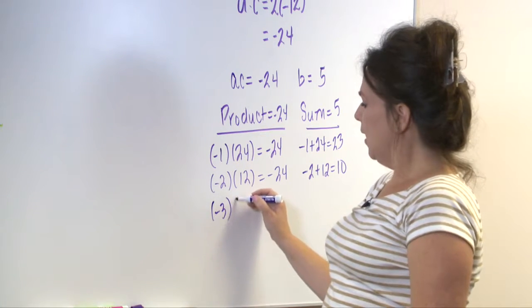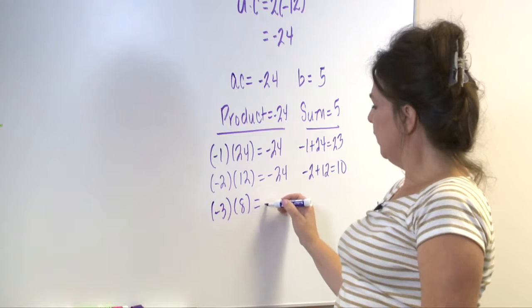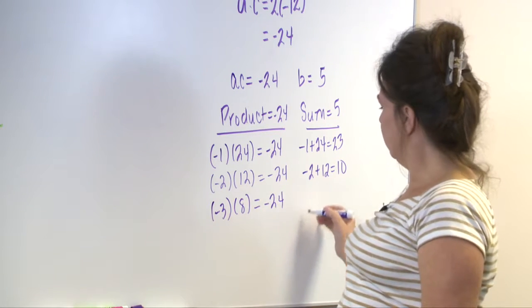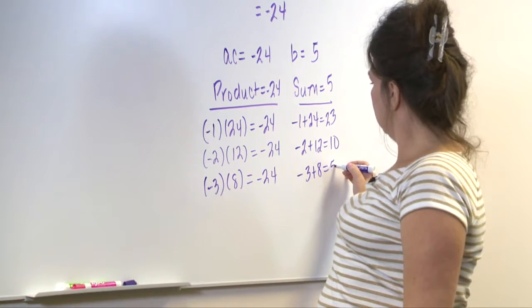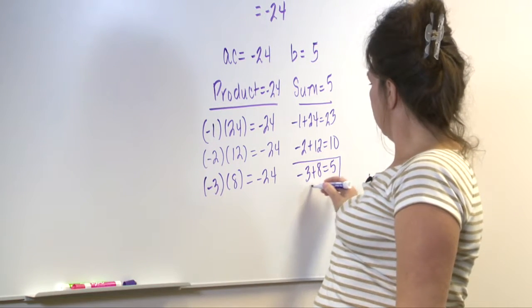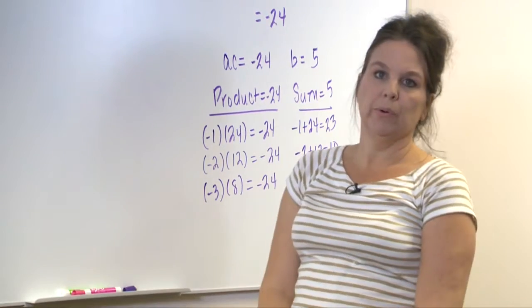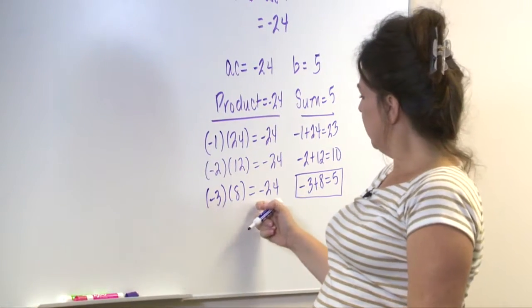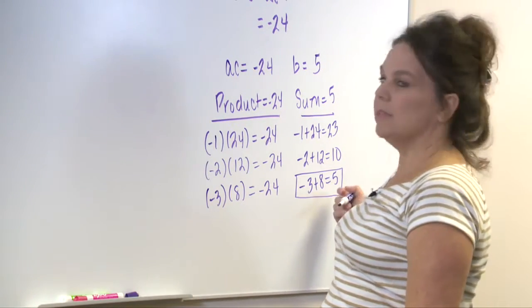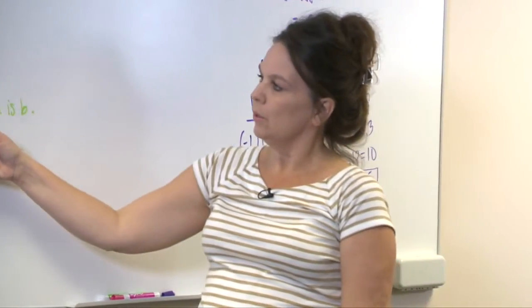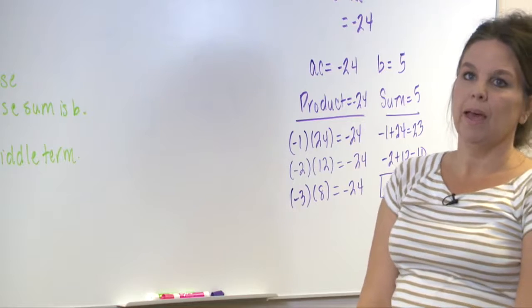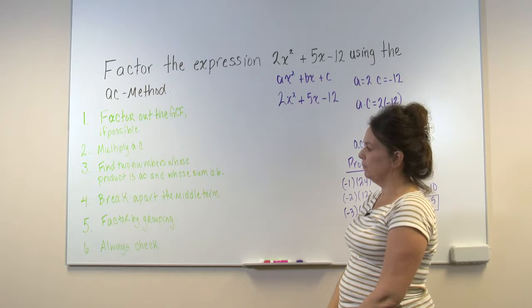3. Negative 3 times 8 is negative 24. Negative 3 plus 8 is equal to 5. And that is the pair of numbers that works. The product is negative 24 and the sum is 5. So we found two numbers whose product is AC and whose sum is B.